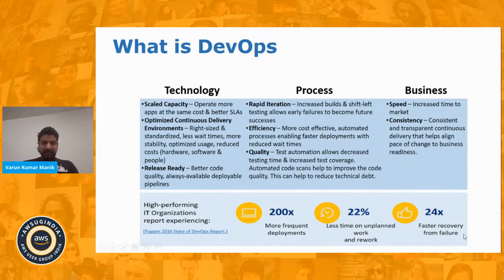So in this lower section, I'm just giving an example of DevOps. We can deploy 200 times more often, as I explained, compared to the waterfall model, and there is 22% less time on unplanned work, right? As well as faster recovery: the rollback plan is 24 times faster, right? This is one of the surveys done by the Puppet organization.